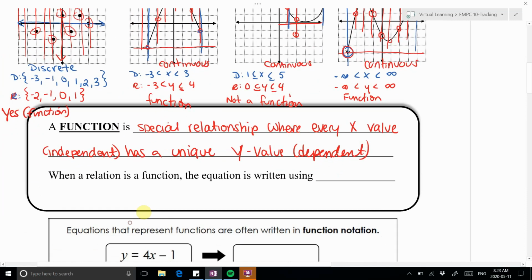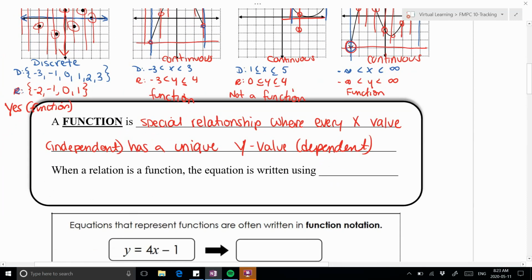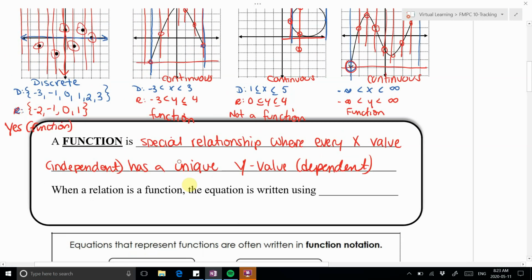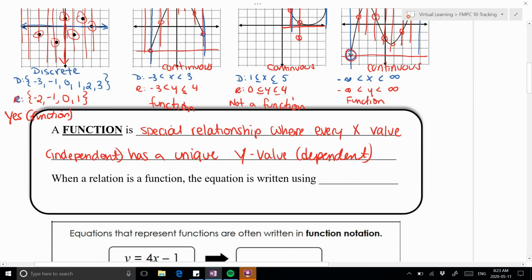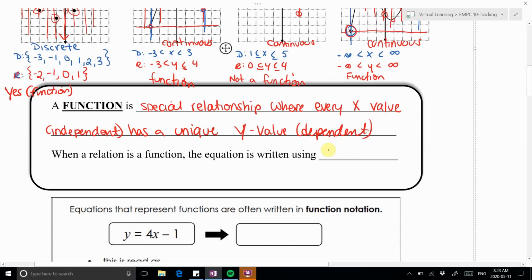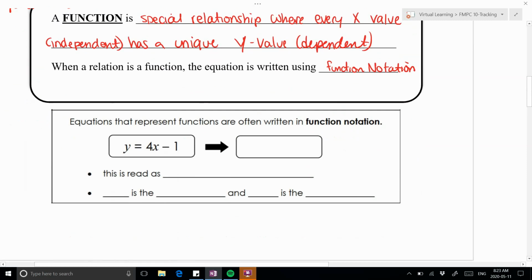So what we're going to look at today that's a little bit different is a special way of writing these functions. So when we have a function, a graph where every x has only one y, we use what's called function notation. And it's just a special way of writing this.